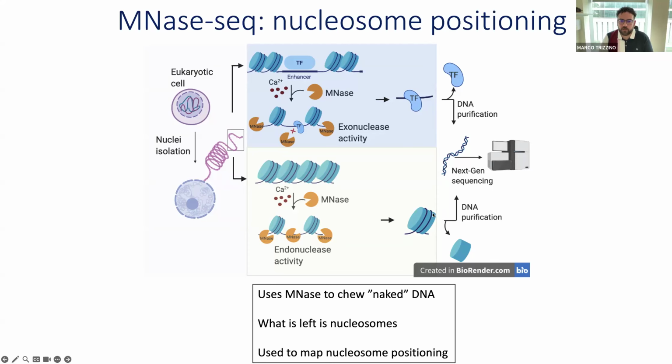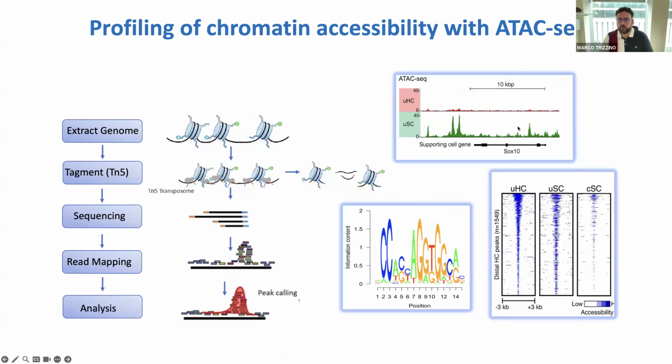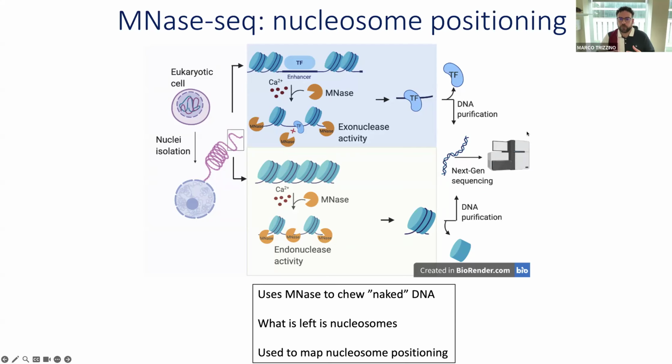And then you sequence it, and basically, instead of identifying peaks of accessible chromatin, your MNase peaks will be locations of nucleosomes. So you specifically use it to determine nucleosome positioning rather than to determine where chromatin is accessible. So it determines nucleosome positioning, whereas ATAC-seq determines chromatin accessibility. So similar but slightly different techniques.